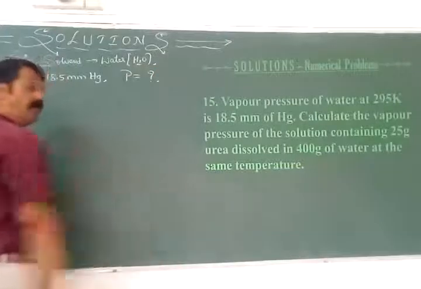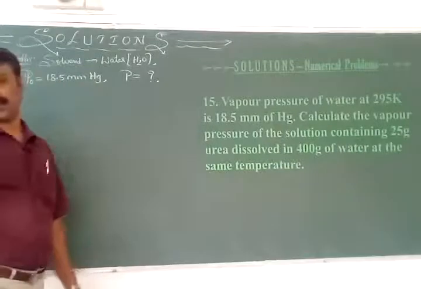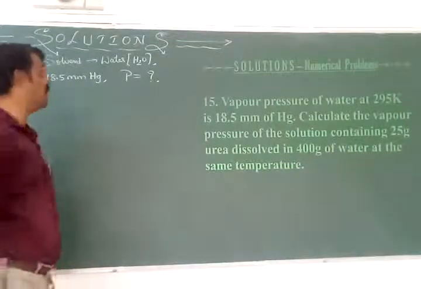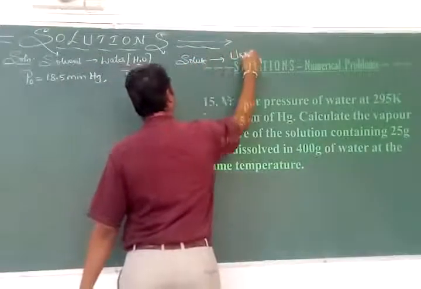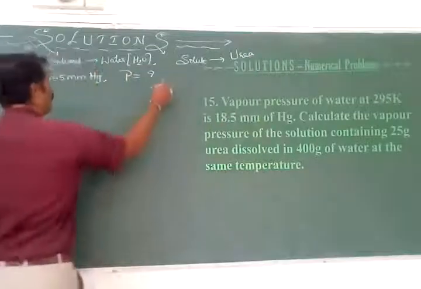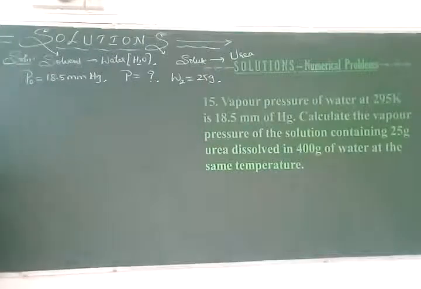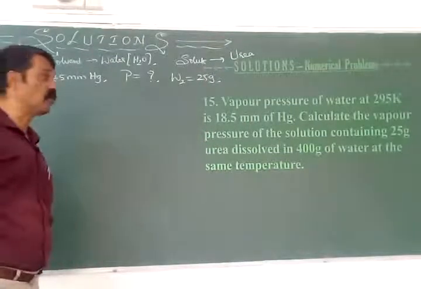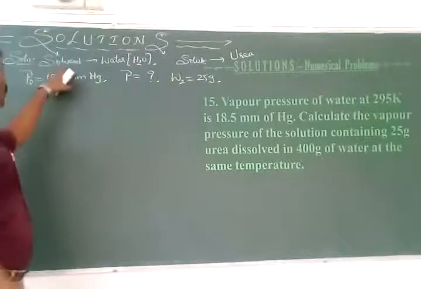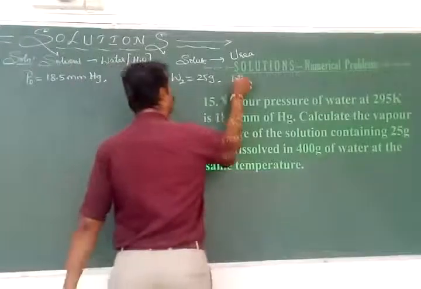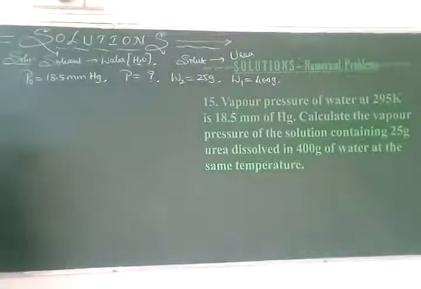That's all. How is that solution obtained? By dissolving 25 grams of urea. Urea is the solute. W2 is the mass of the solute, which is urea, equal to 25 grams. It is dissolved in 400 grams of water. Water is the solvent, so the mass of the solvent, W1, is 400 grams, at the same temperature.